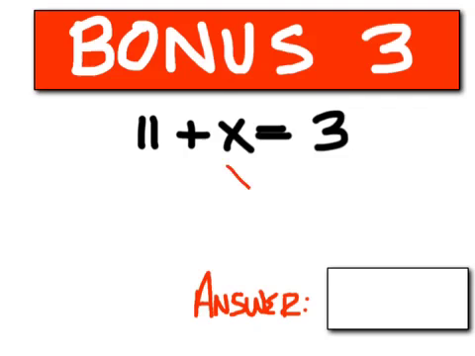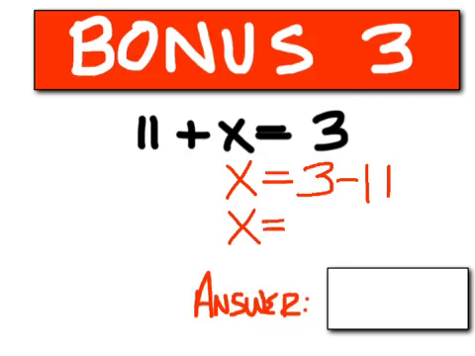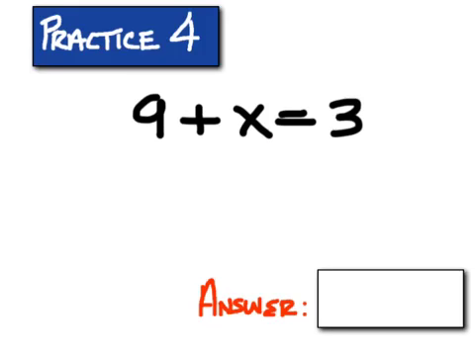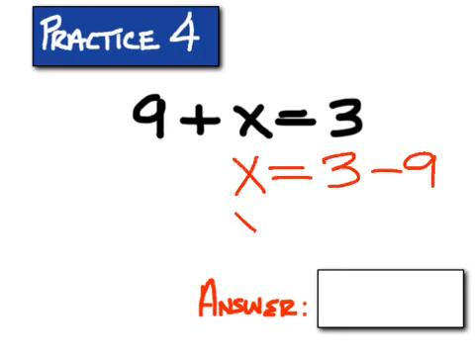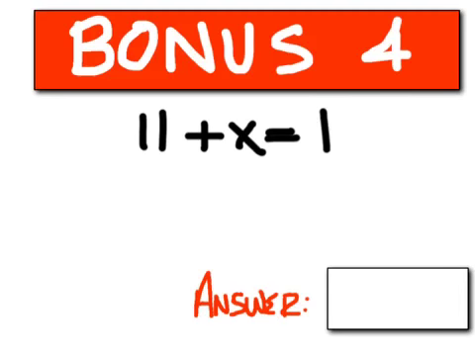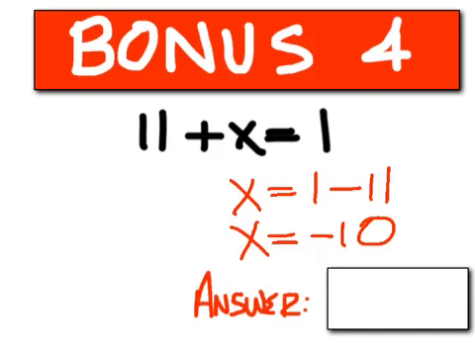Answer on the bonus. x equals 3 minus 11, which will give you an answer of negative 8. For the practice problem, it should be 3 minus 9, which is a negative 6. Answer on this one should be 1 minus 11, which is a negative 10.